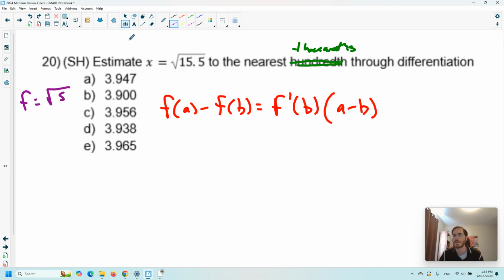Maybe that makes sense as a thing. It looks too much like a 5. Let's make this v for a velocity type thing. All right, so we have some function here. So then we need to figure out what a and b should be.